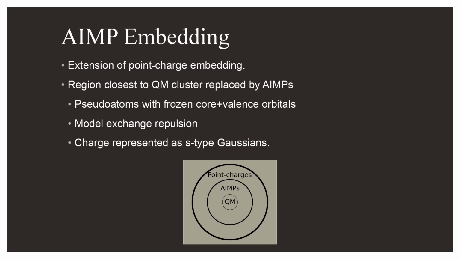And also the charge of these AMPs is represented as a kind of S-type Gaussian, or a contracted series of S-type Gaussians. So they also have a finite volume, which comes into some play. And in the end, you end up with something which looks like a volume model of your system. So you have some QM region in the center, then you have some AMPs, and then you have some point charges.